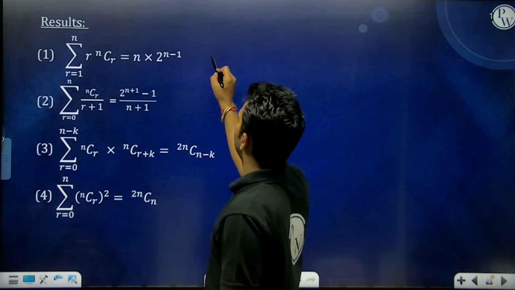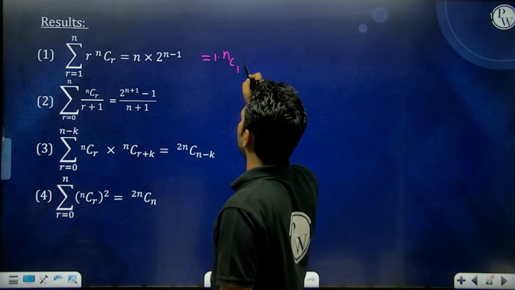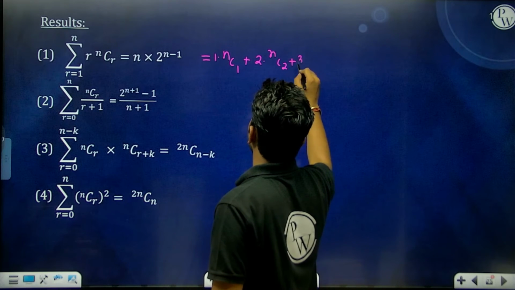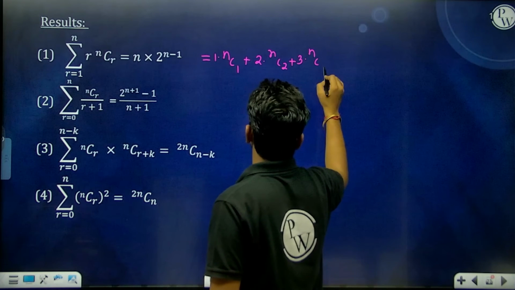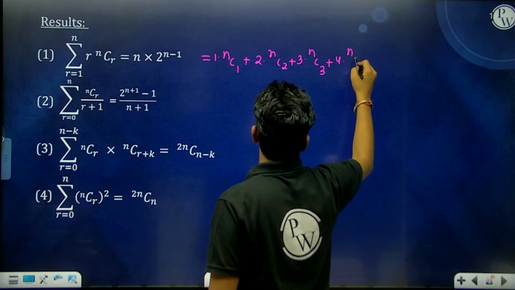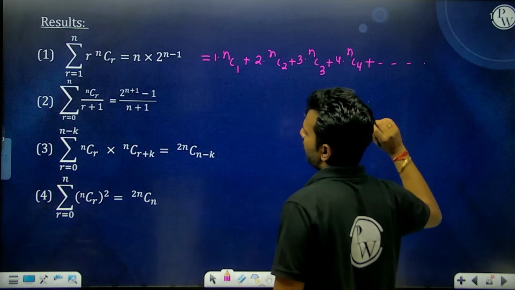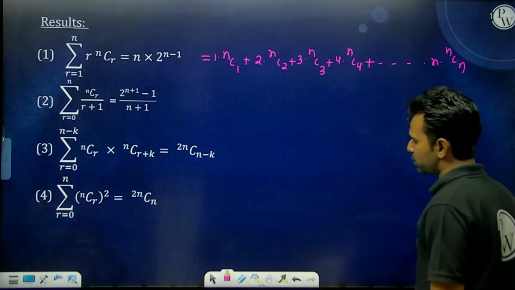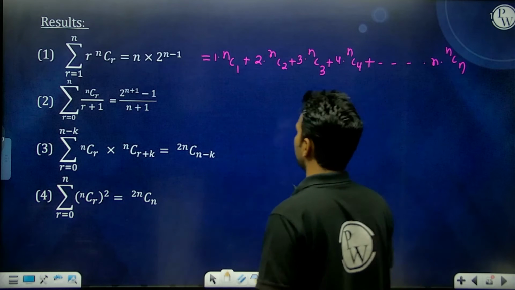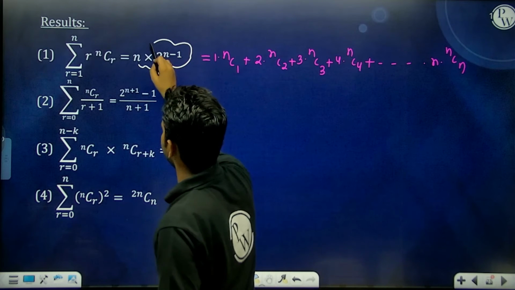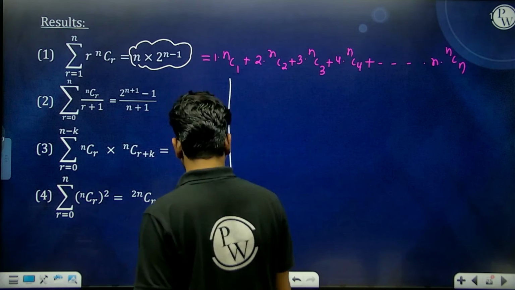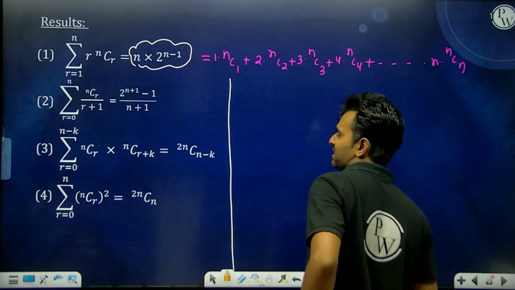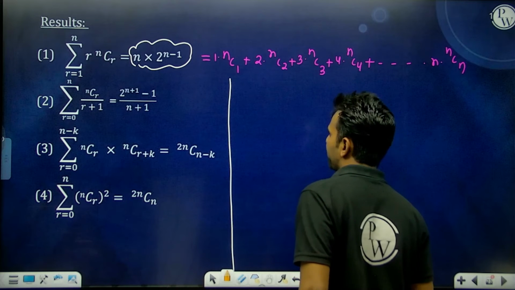Basically this is nothing but 1·nC1 + 2·nC2 + 3·nC3 + 4·nC4 and so on till n·nCn. The value of this is equal to n·2^(n-1). This is the formula, we can easily derive it. Let me tell you the derivation of this as well. There are multiple ways in which we can derive this particular formula.